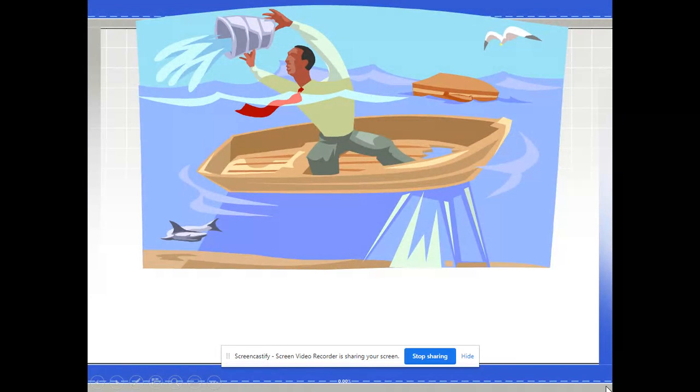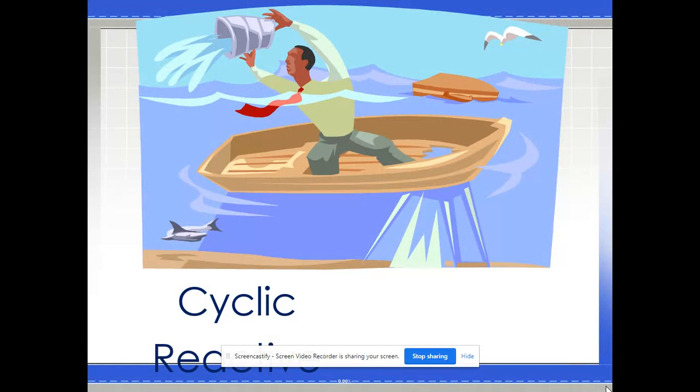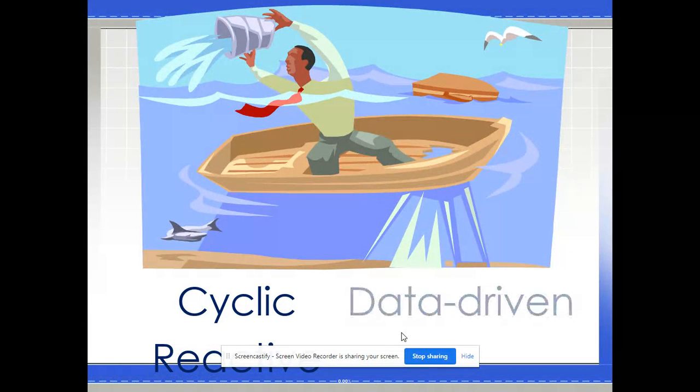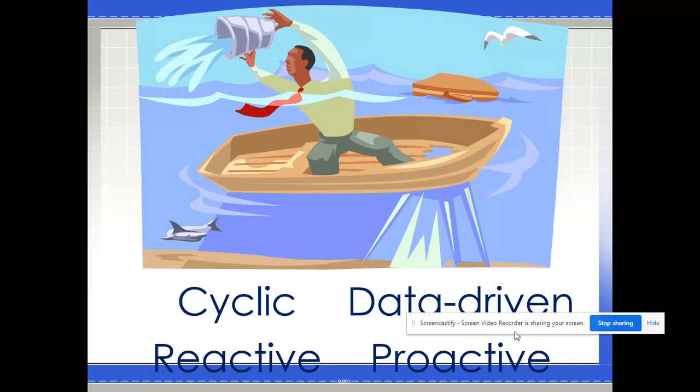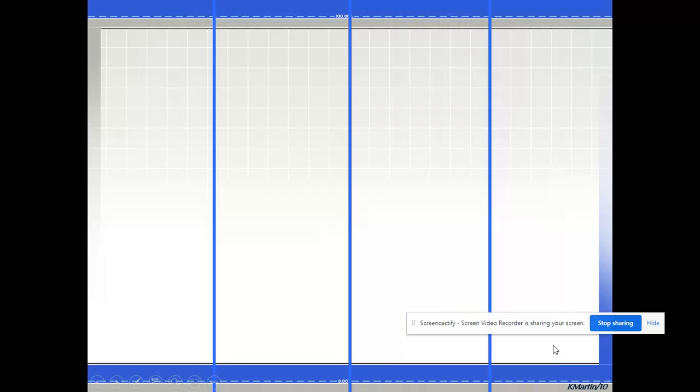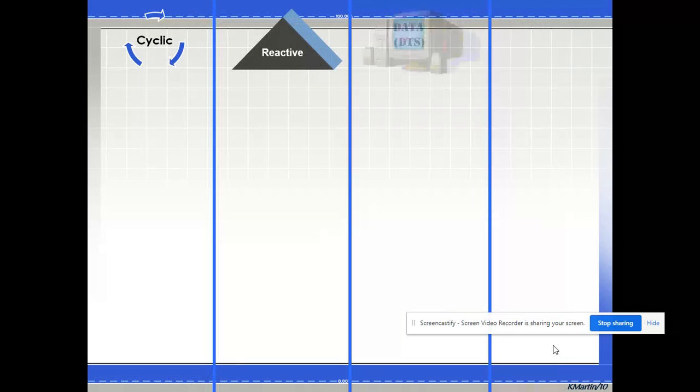So I want you to take a look at this man in a boat. It represents something going on that's considered cyclic or reactive, data-driven, and proactive. So let's take a deeper look.